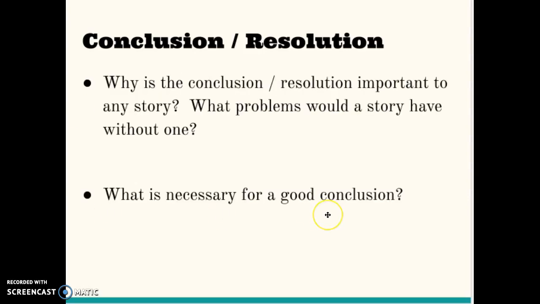And finally, the last bit of your work here is, why is the conclusion so important to the story, and what problems would you have without one? People sometimes ask about cliffhangers, where things are left so that maybe there will be a sequel or something like that. That's still a conclusion, though.